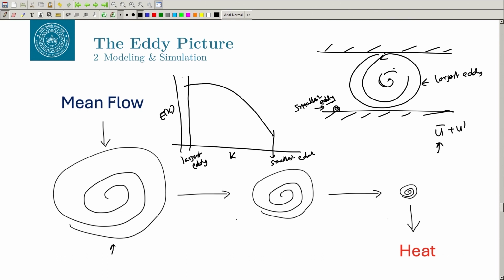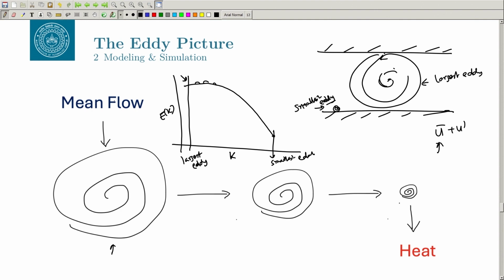So, this largest eddy getting energy from the mean flow transfers it to the next eddy, the next eddy, the next eddy, till it becomes so small that viscosity can act on it, and then it dissipates in terms of heat, right. So it got the energy from the mean flow, transferred to the next eddy, and so on and so forth, and goes to the very small eddy size, where the dissipation happens.